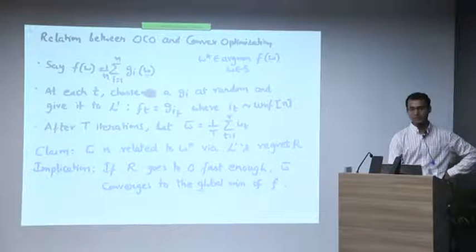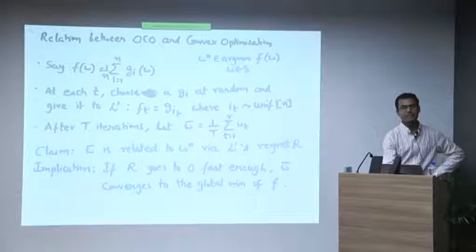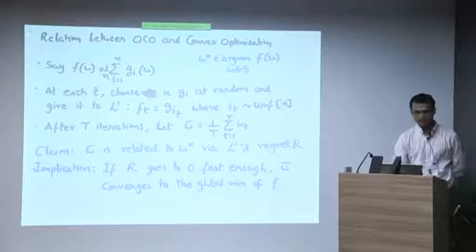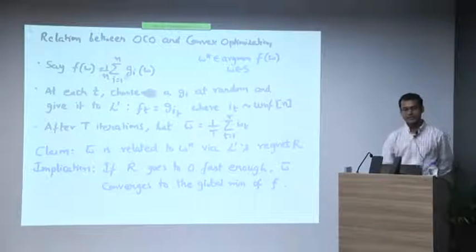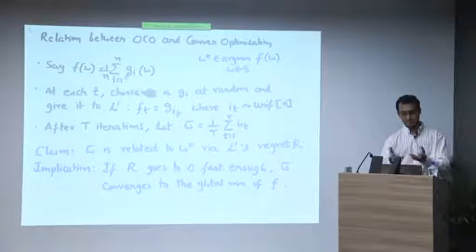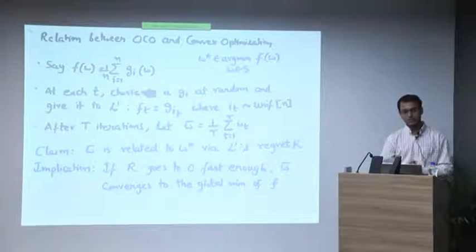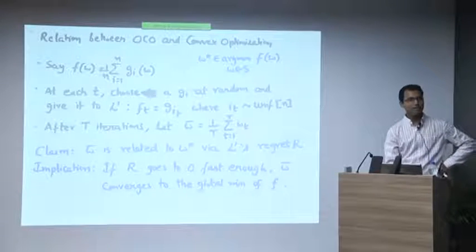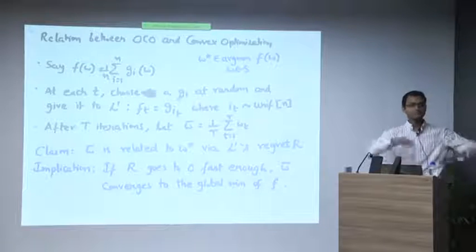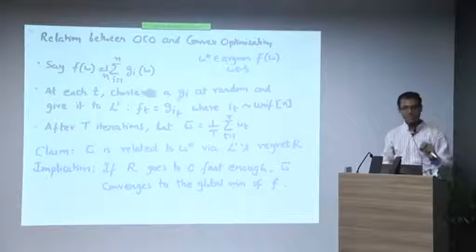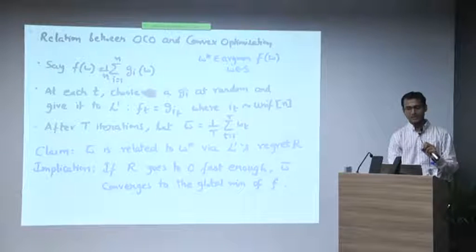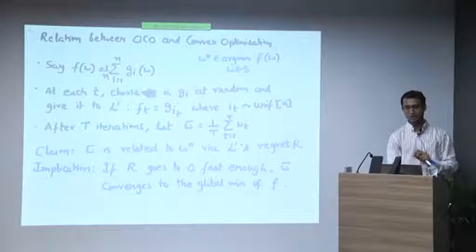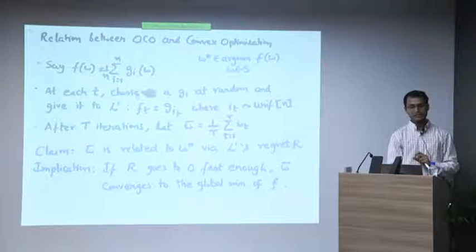This function is going to depend on that particular example or row, x_i, for example. The way we're going to relate machine learning convex optimization to online convex optimization is as follows. At each round t, we choose a particular function g_i, which means that in your training data set, you pick one particular training example, and the function that corresponds to it. You pick that at random and then give it to L prime.